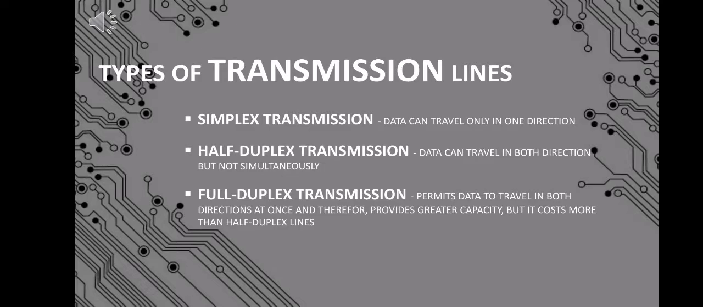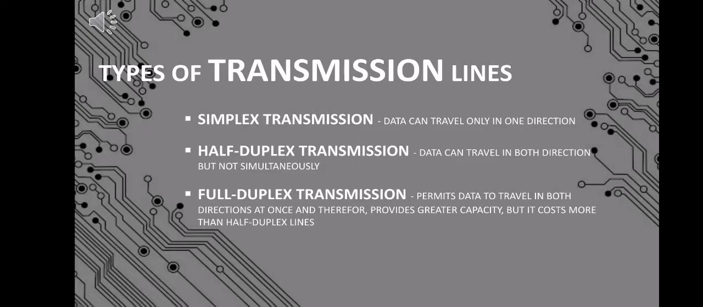Types of transmission lines. Simplex transmission: data can travel only in one direction. Examples of simplex include radio broadcasting, television broadcasting, computer-to-printer communication, and keyboard-to-computer connections.